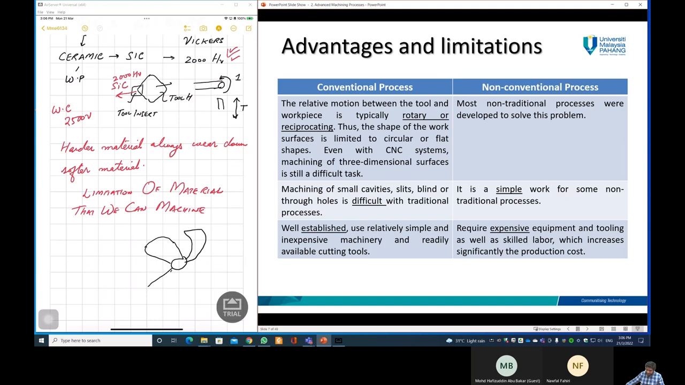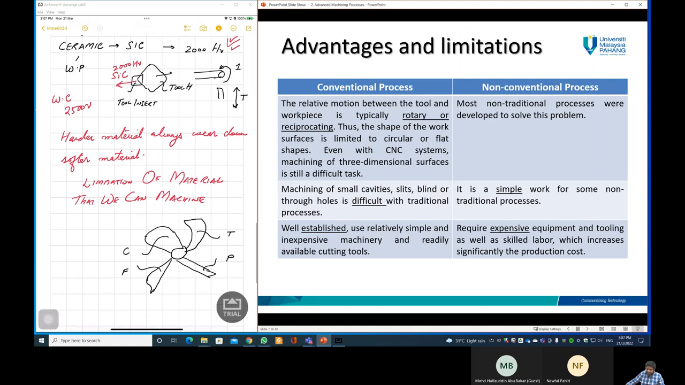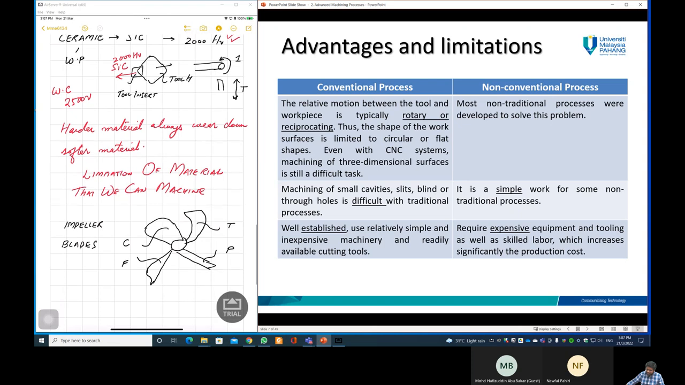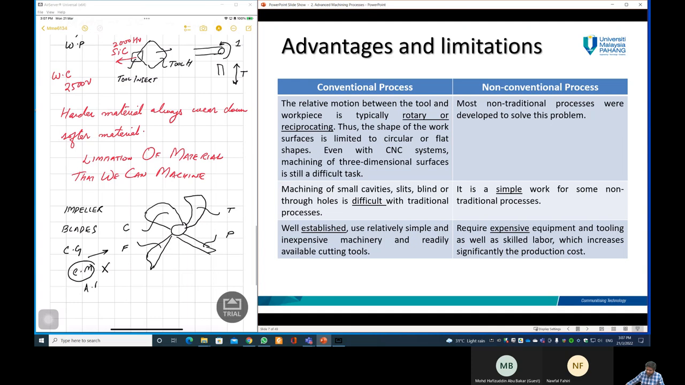So different types of fans, compressor vanes cannot be manufactured with this type of conventional machining technology. Okay, so different impellers, different turbines, different compressors, and different pumps. Compressor, turbine, pumps, and fans. These types of impellers or blades having very complex geometry cannot be manufactured by conventional machining. We need advanced machining technology.